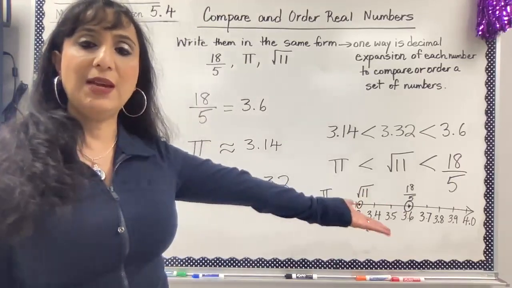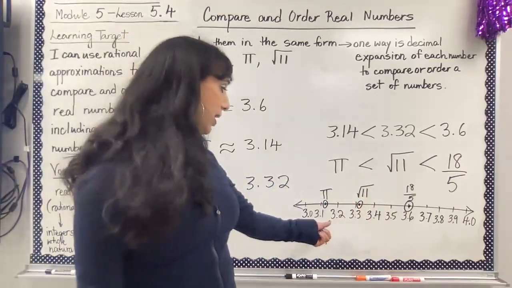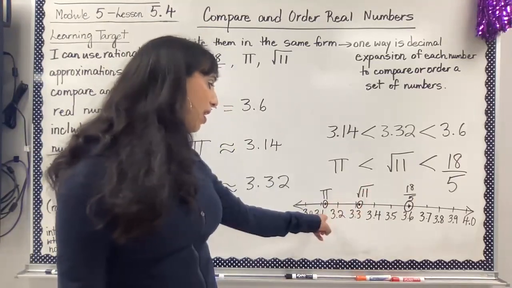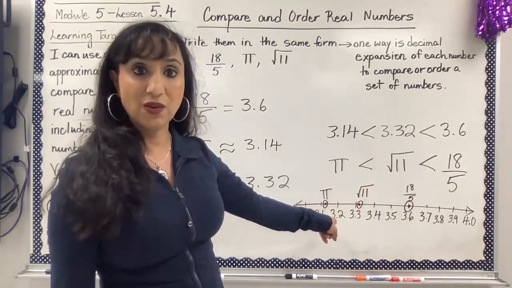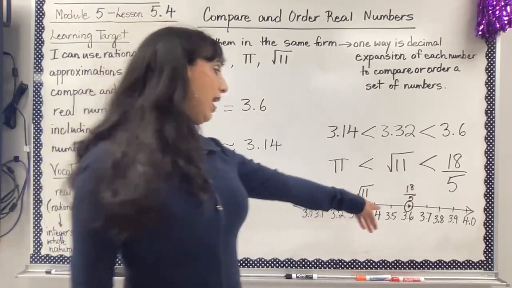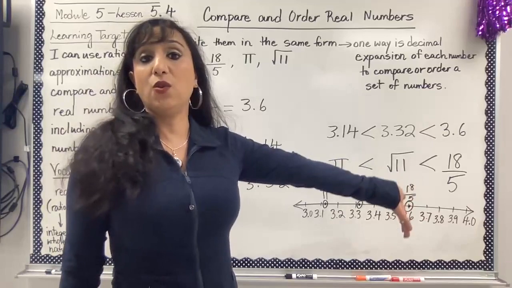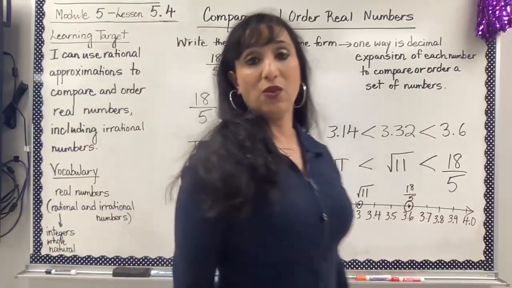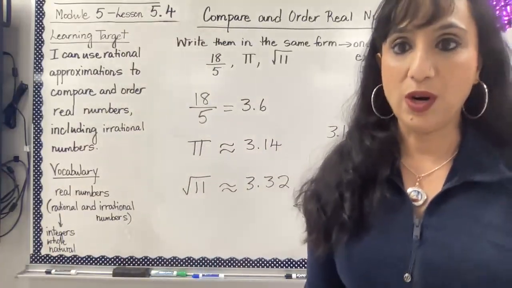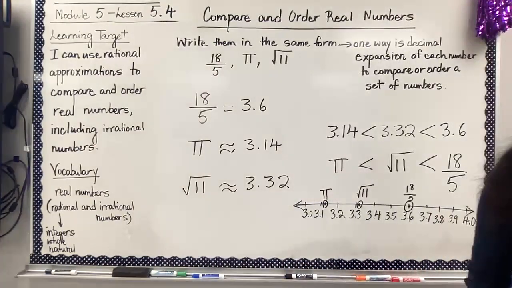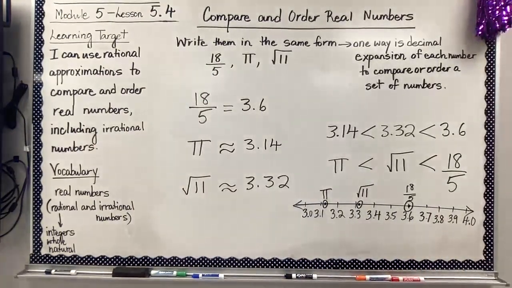So as you can see, based on this, yes, we have pi, which is the smallest. Square root of 11 is to the right of pi, so that's why it is greater. And then we have 18/5, which is to the utmost right, so that's going to be the greatest. Okay, so once again, on the number line, the more a number is to the right, the greater the number is going to be. All right, so this is one example that I wanted to show you where you put them in the same format.